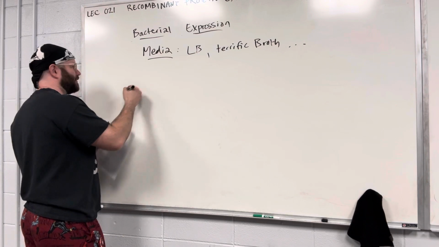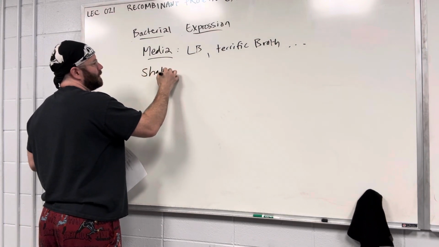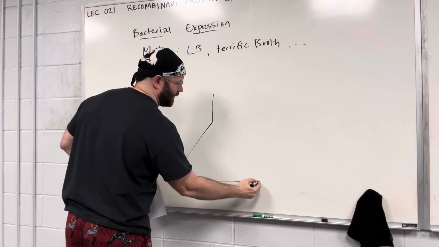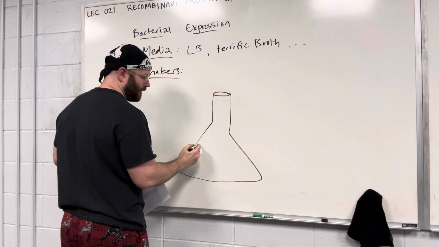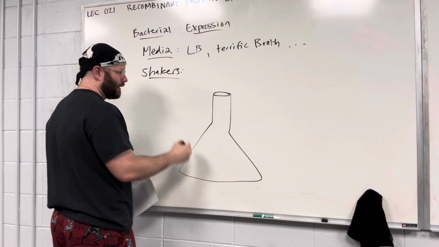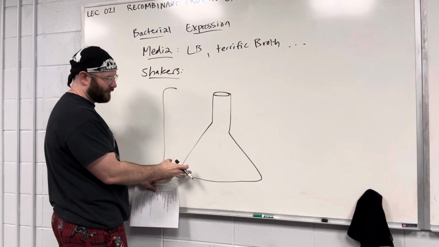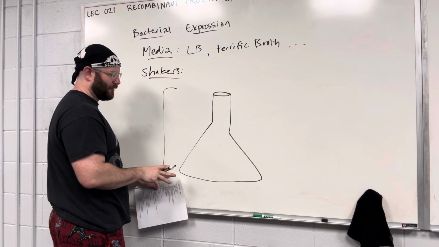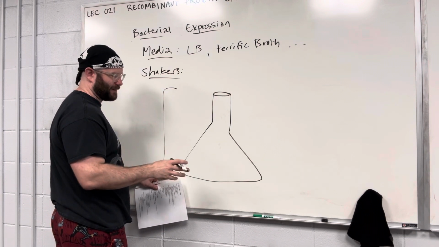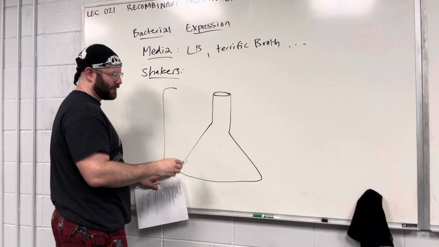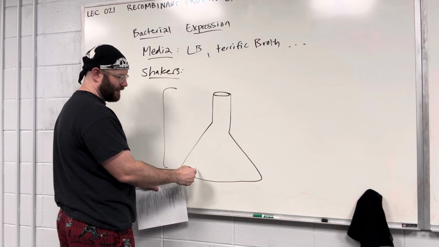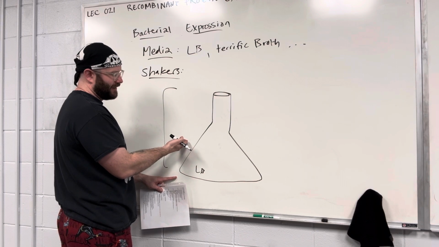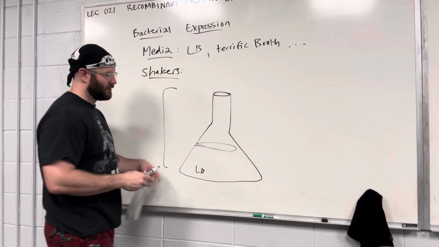Okay, let's talk about shakers. So when you grow E. coli, usually you have what's called an Erlenmeyer flask. Erlenmeyer flasks look like this. The rule for filling the Erlenmeyer flask: how full should it be if you're doing recombinant protein expression? Does anybody know? You fill this with media, so you have some media in here. How full should you make it? About right there. Yeah, halfway. Okay, good. So you fill it halfway.